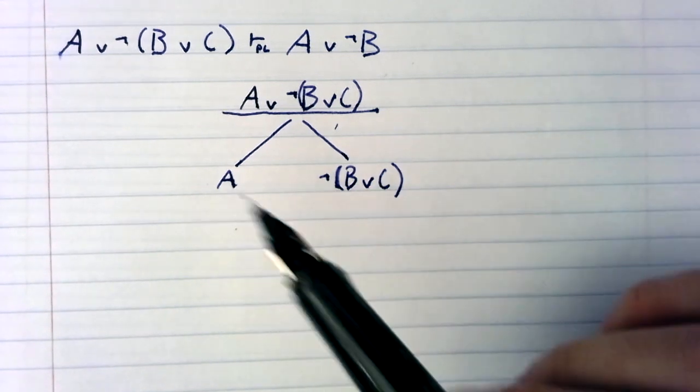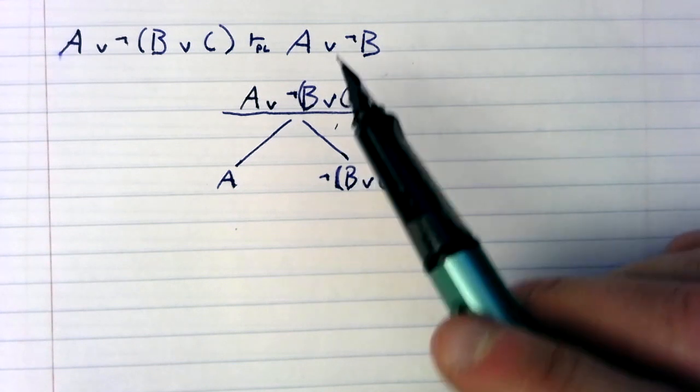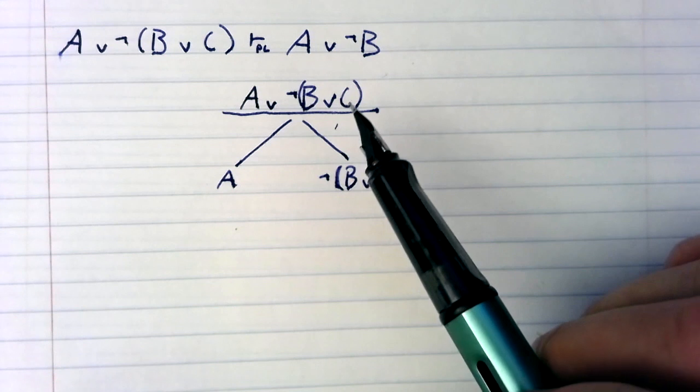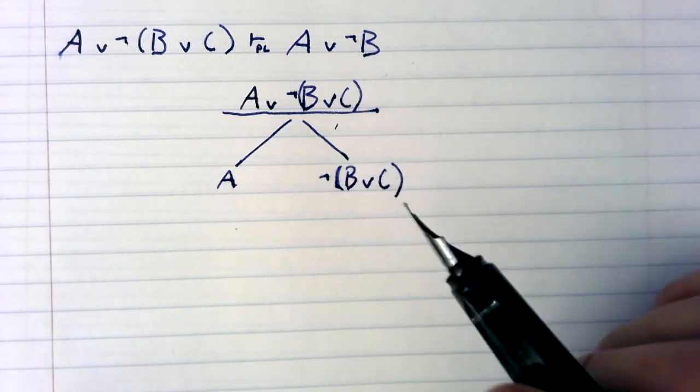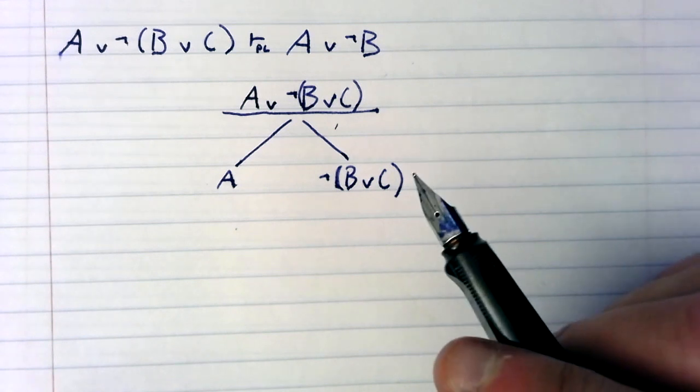Let's start with the left side. A or not B. It's important to remember what "or" means in our logic. It means at least one. When you hear "or" in English, often you think of "either or," which doesn't mean at least one. It means at least one and only one of the two.